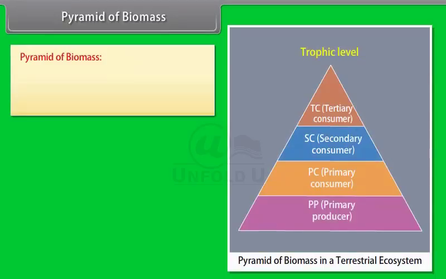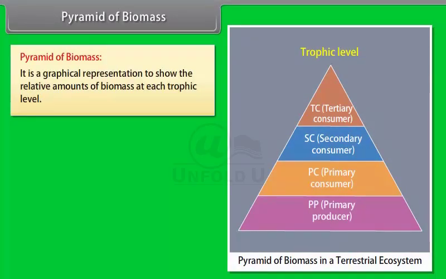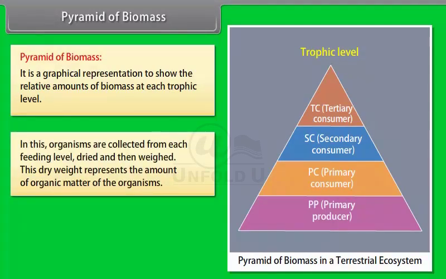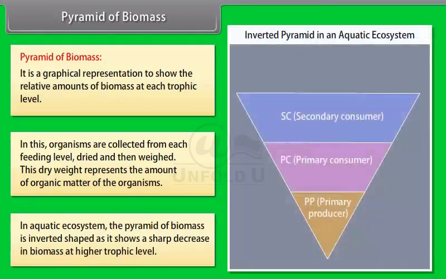Pyramid of biomass. It is a graphical representation to show the relative amounts of biomass at each trophic level. In this, organisms are collected from each feeding level, dried and then weighed. This dry weight represents the amount of organic matter of the organisms. In aquatic ecosystem, the pyramid of biomass is inverted shaped as it shows a sharp decrease in biomass at higher trophic level.